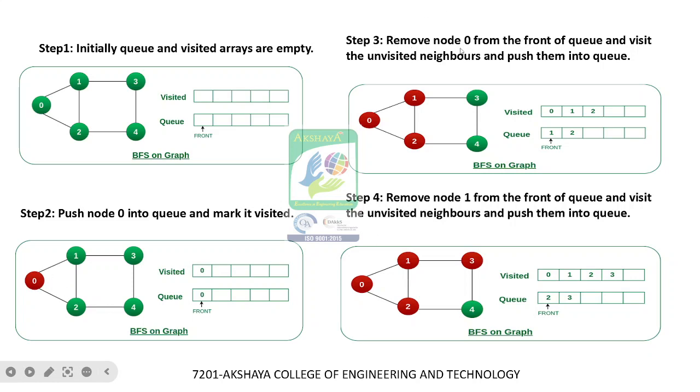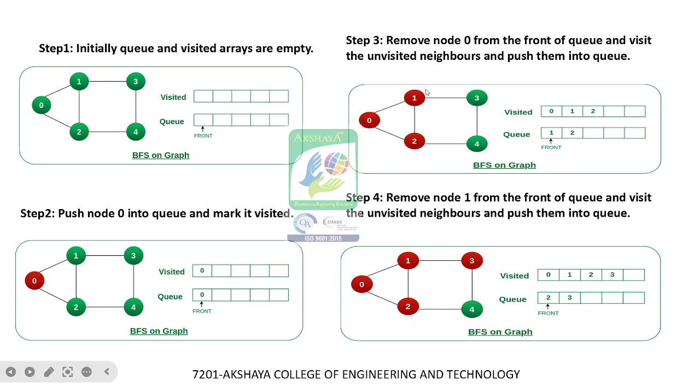Next, we have to remove the node 0 from the front of the queue and it will be marked as visited. Next, we have to insert the neighboring nodes of this node. The node 0 has two unvisited neighbors, which will be added in the queue, 1 and 2. So now we deleted the 0, that is the visited node. Now the queue has 1 in the first position.